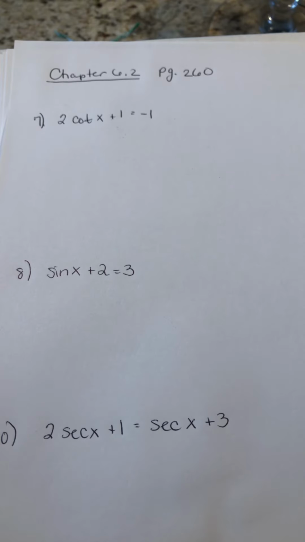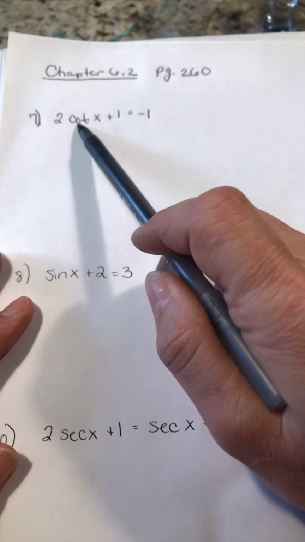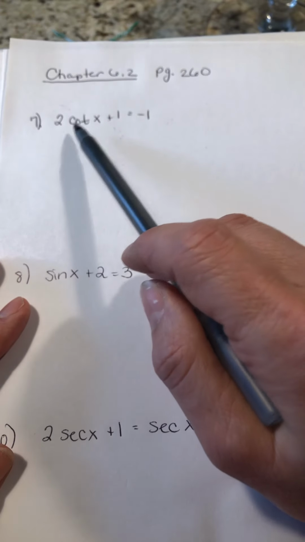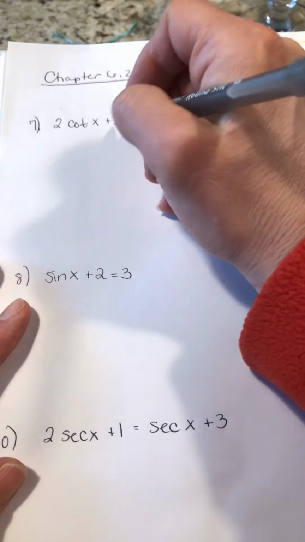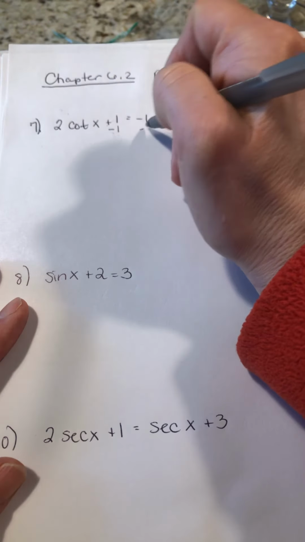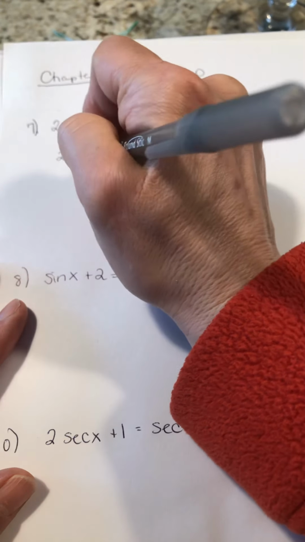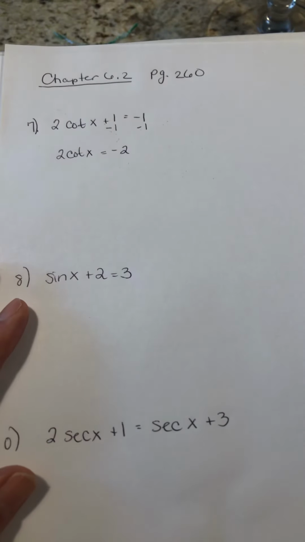So you know from the past few videos that you've watched, most of the time what we want to do is isolate our trig function. So we can treat this just like a regular equation here, and what we're going to do with number 7 from page 260 is try to isolate the cotangent of x. So first we're going to start by subtracting 1, and we end up with 2 cotangent of x equals -2.